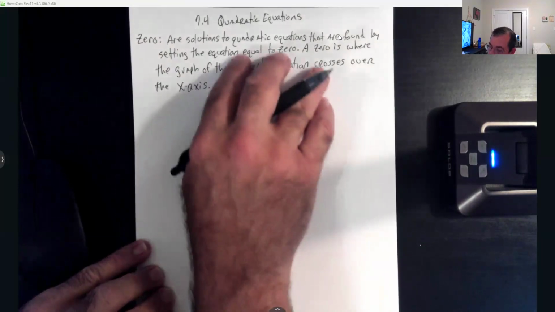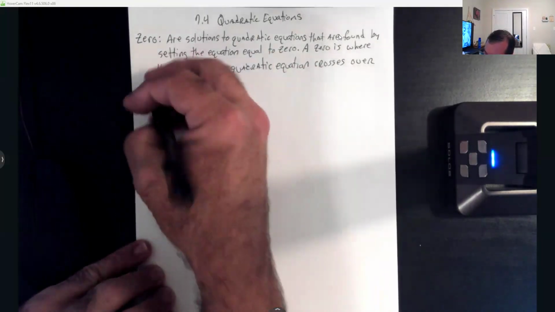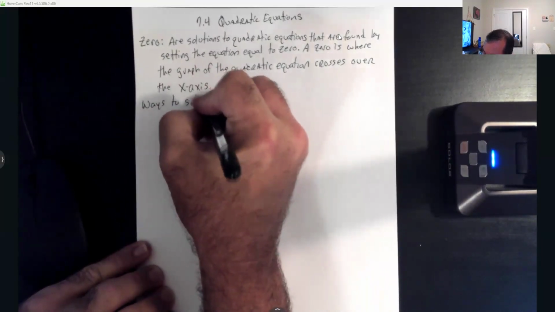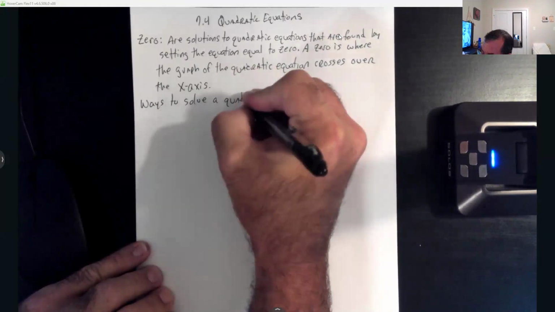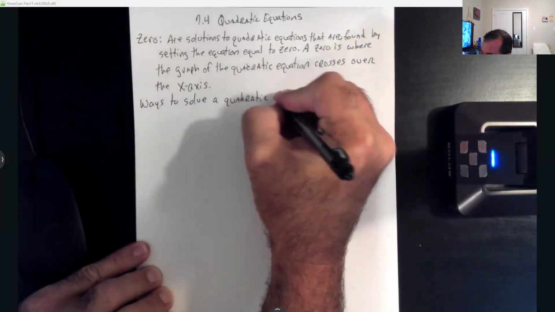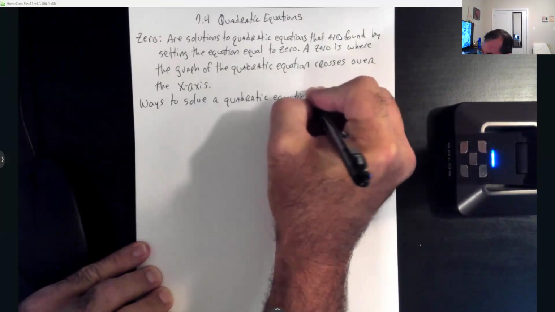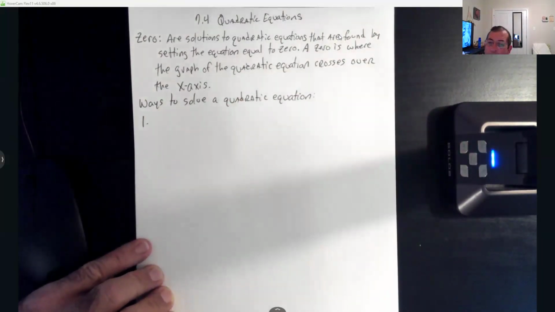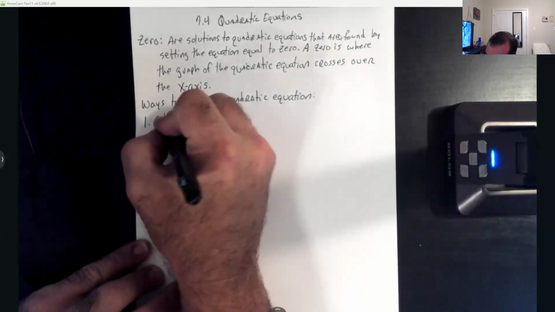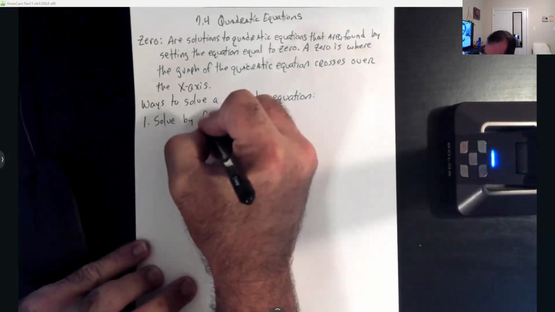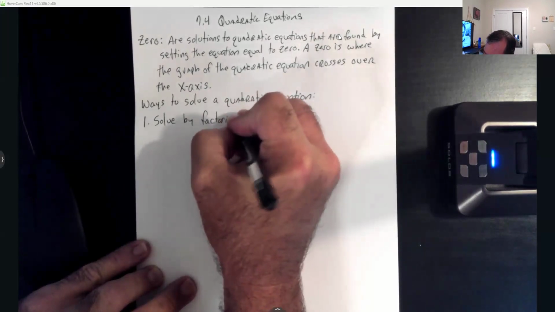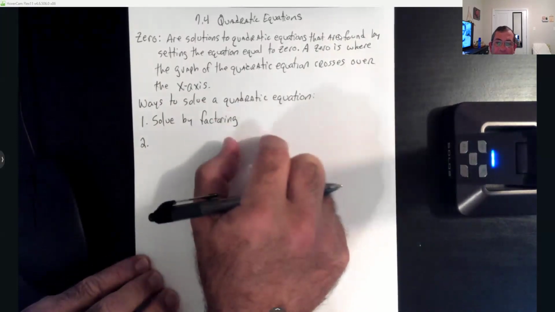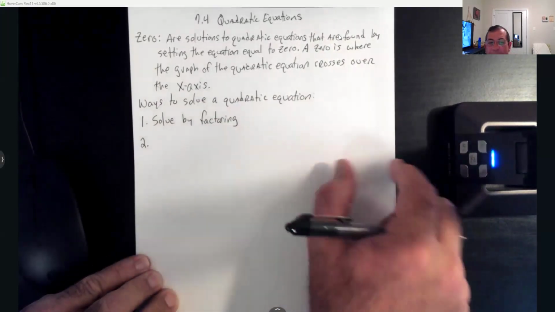All righty. So I'm going to list the ways to solve a quadratic equation. All right, so the first way to solve a quadratic equation is solving by factoring. Okay, that's what we did yesterday. We factored it. Once we had the two factors, we set each of them equal to zero.